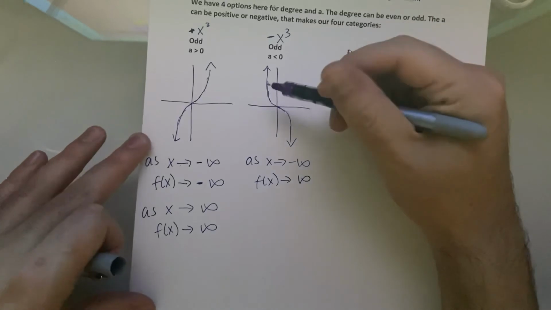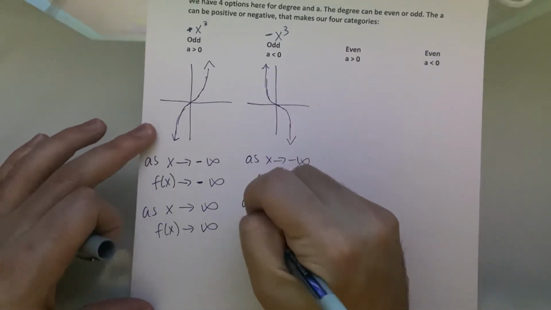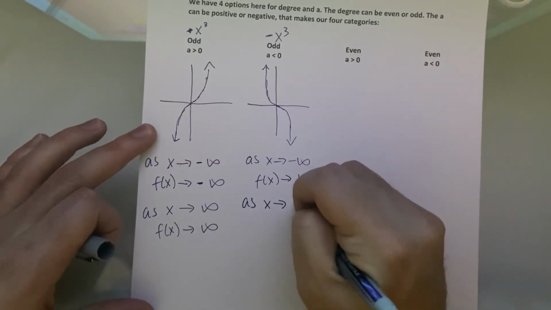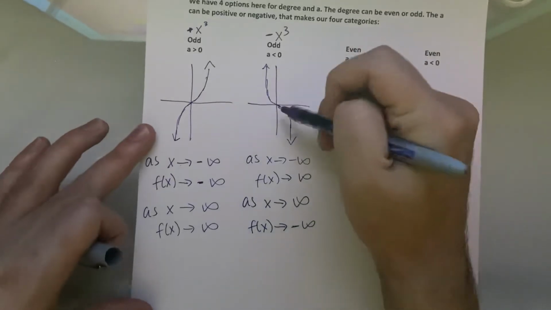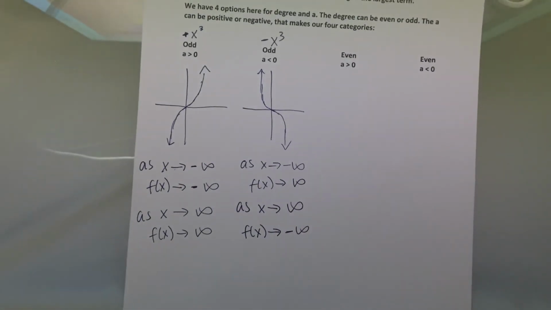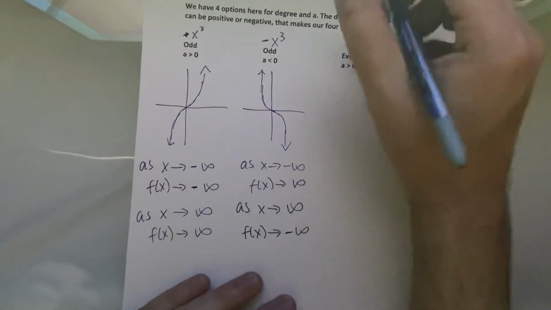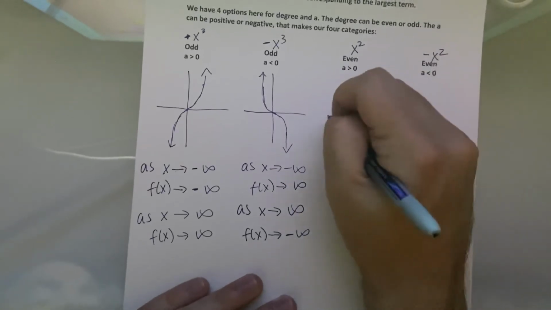Is that represented here? As x goes to the left, is y going up? Yes. As x goes to positive infinity, f of x goes to negative infinity. As x goes to the right, is y going down? Yes. Now the same thing can be applied to even. We have x squared and negative x squared.